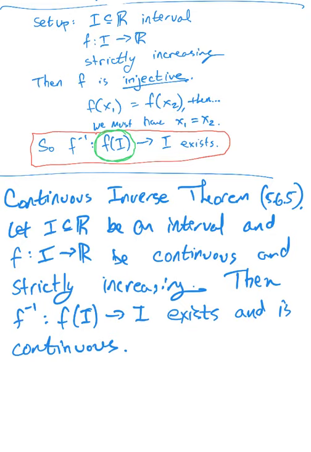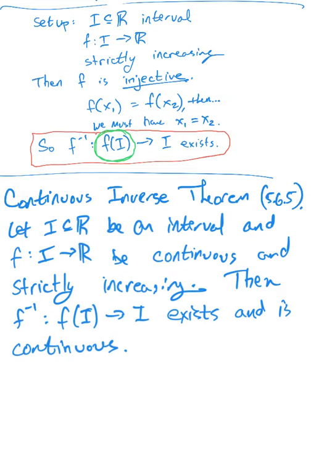Now again, you can change the hypothesis from strictly increasing to strictly decreasing. You'll get the same thing, because you can either repeat the same proof, or you can just apply the theorem to the negative function. Okay, so the negative of a strictly increasing function will be strictly decreasing. Okay, so let's do the proof.